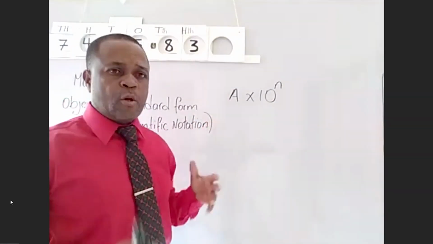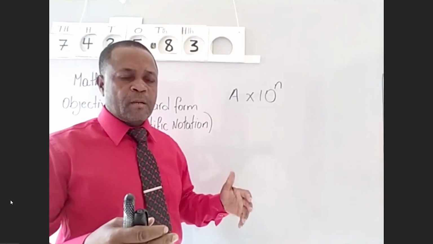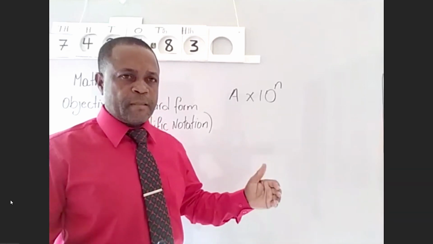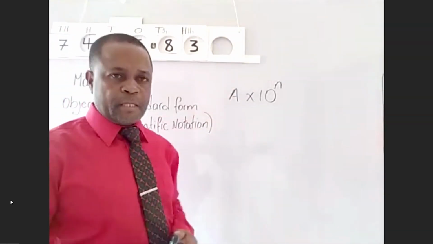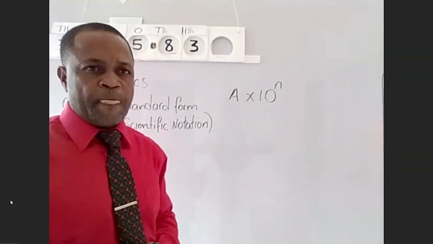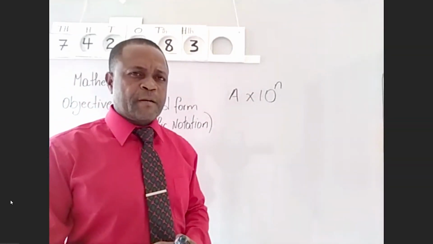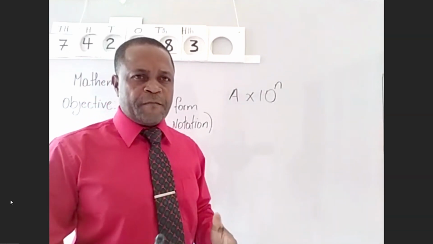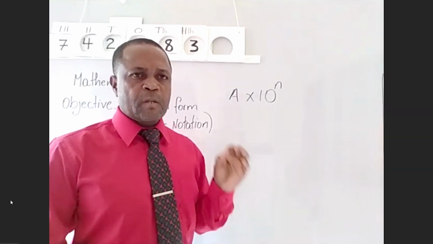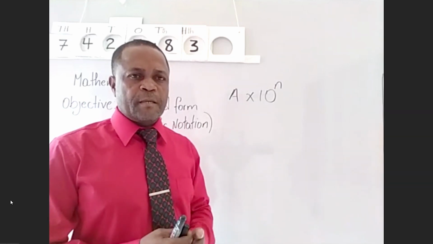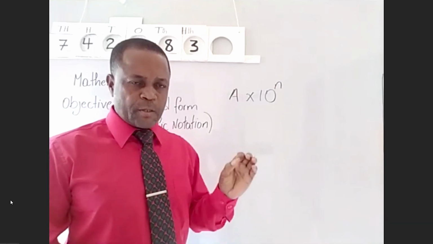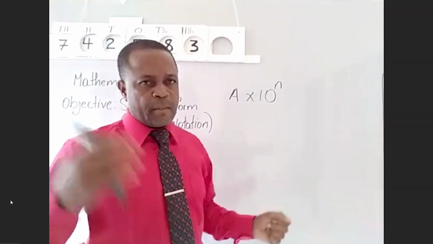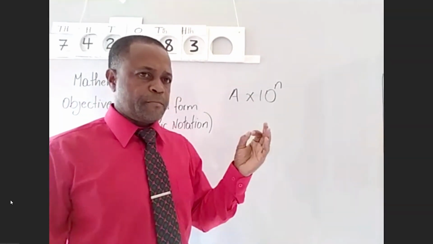Here, a is a number that lies between 1 and 10, while n is an integer. From first form or second form, you will have learned about integers. We talk about positive and negative whole numbers, including 0, because 0 is neither negative nor positive. So when you talk about integers, you're referring to positive whole numbers, negative whole numbers, or 0.